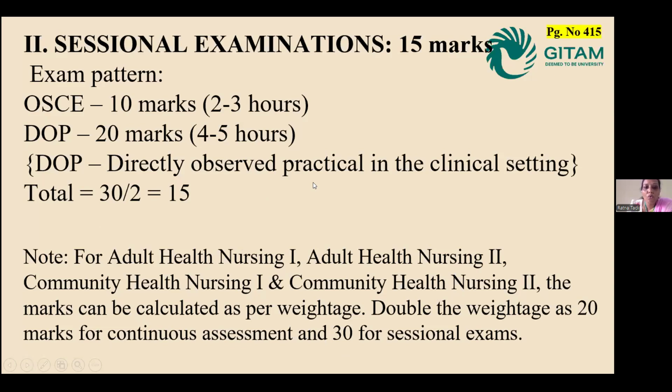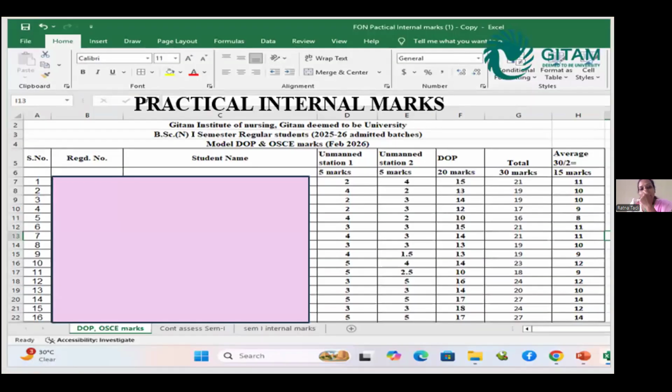So we will see how I did for first year. Actually this is manned and unmanned. By mistake I kept unmanned only. So manned station 1, unmanned station 1, 5, 5, 10. Then DOP out of 15 I conducted. When we calculated, it is out of 30. Then 30 divided by 2 is 15 marks. So out of 15, the marks for the sessional exam are attained.